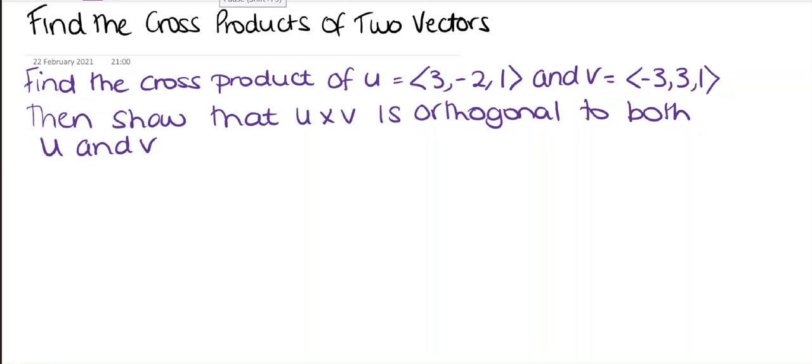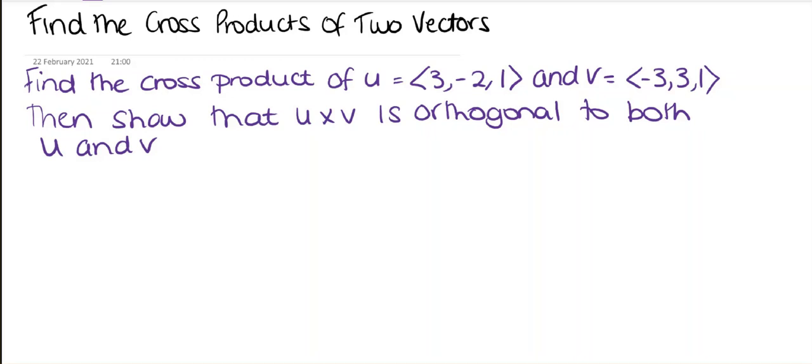Okay, so we're asked to find the cross product of two vectors. The question says, find the cross product of u, which is 3, minus 2, 1, and v, which is minus 3, 3, and 1. Then show that u cross v is orthogonal to both u and v.